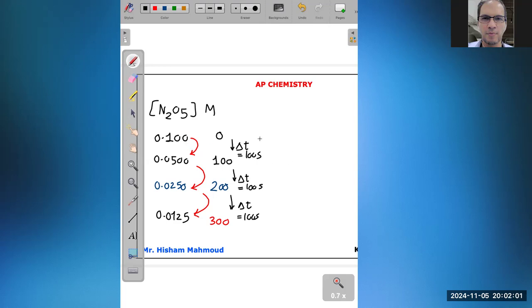So what happened to the concentration? Mister, you told me that you have 0.05. This is the final, divided by 0. Isn't that how we calculate it? That's how we calculate the rate: change in concentration divided by change in time.